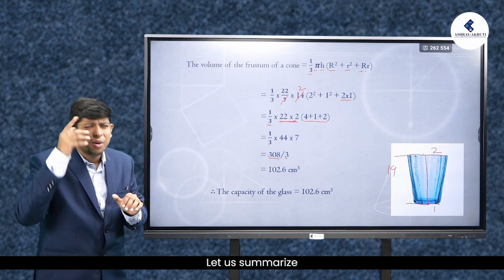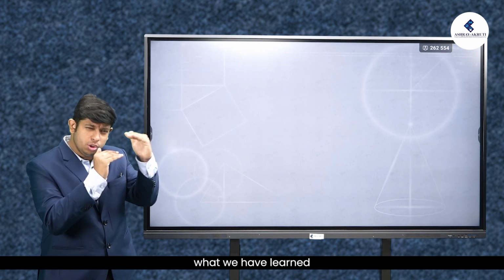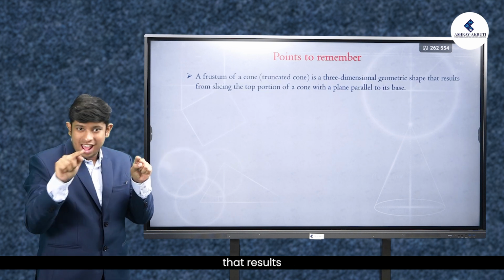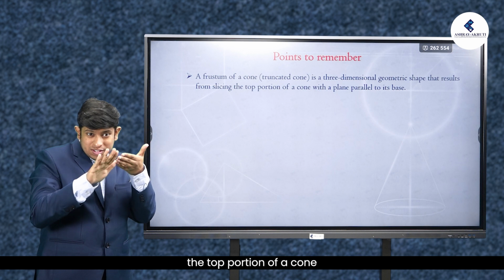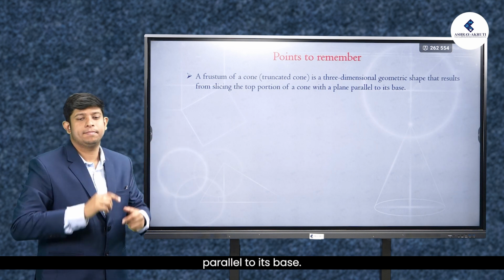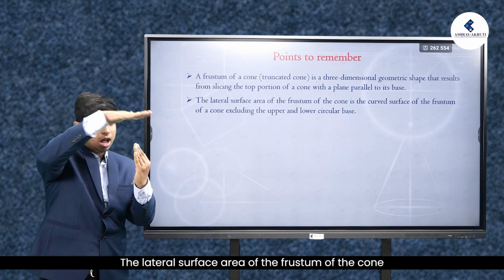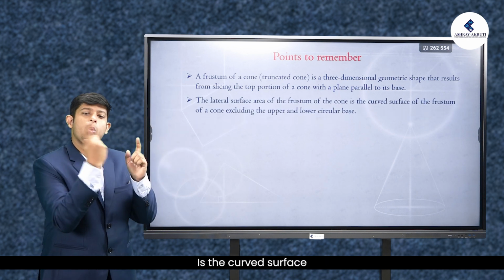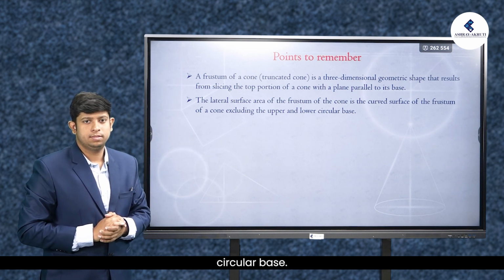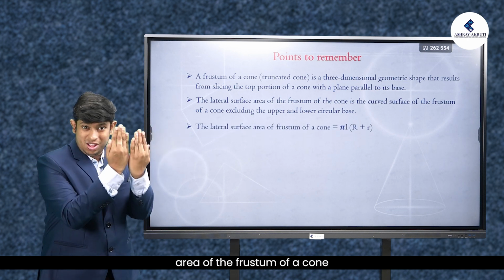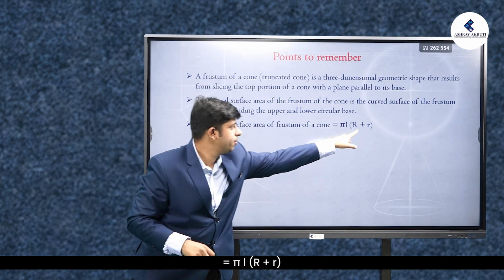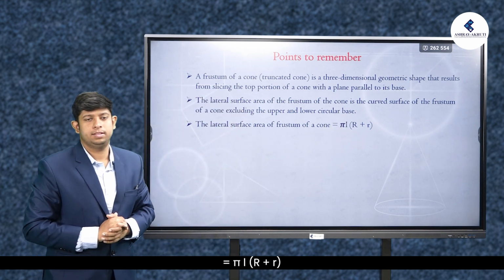Students, let us summarize what we have learned. A frustum of a cone is a three-dimensional geometric shape that results from slicing the top portion of a cone with a plane parallel to its base. The lateral surface area of the frustum of the cone is the curved surface of the frustum of a cone excluding the upper and lower circular base. The lateral surface area of the frustum of a cone is equal to pi l into capital R plus small r.